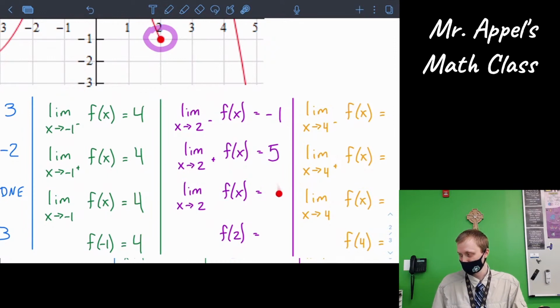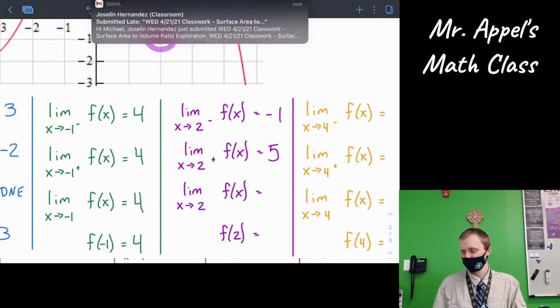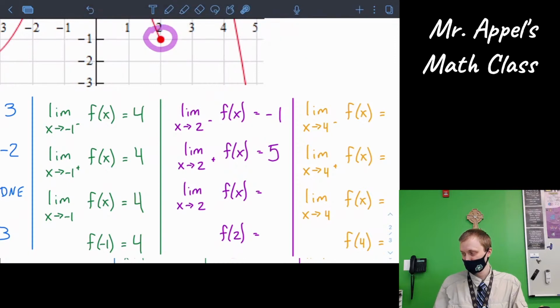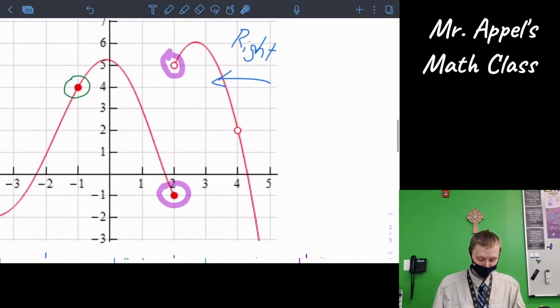What goes here? Alex has got it. D and E does not exist. They don't match up. These are not the same number. I had to pick up my pen to continue drawing the graph. They clearly don't meet up. There's a great big discontinuity there.